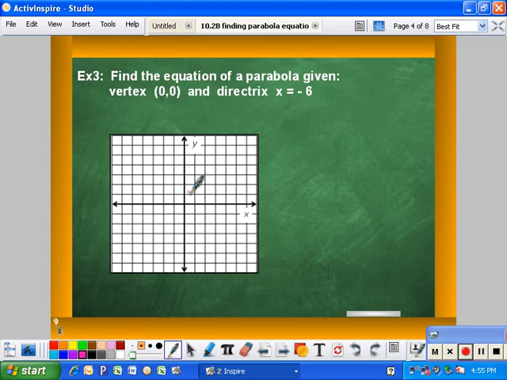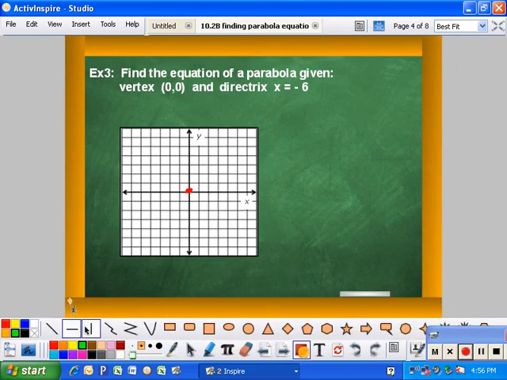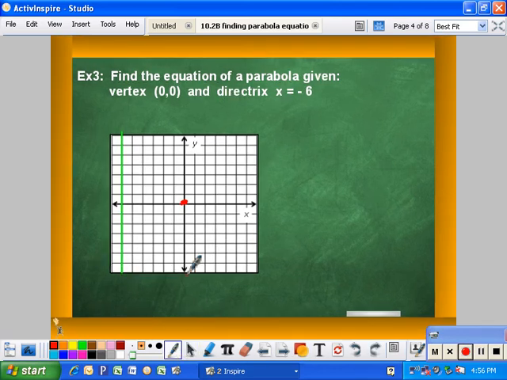Example 3. Go ahead and plot this 0, 0. And now we were given a directrix, and the directrix is at negative 6. So let me draw a line here at negative 6. And if this is the focus and that's the directrix, our distance is 6. Our distance from here to the focus is also going to be 6.